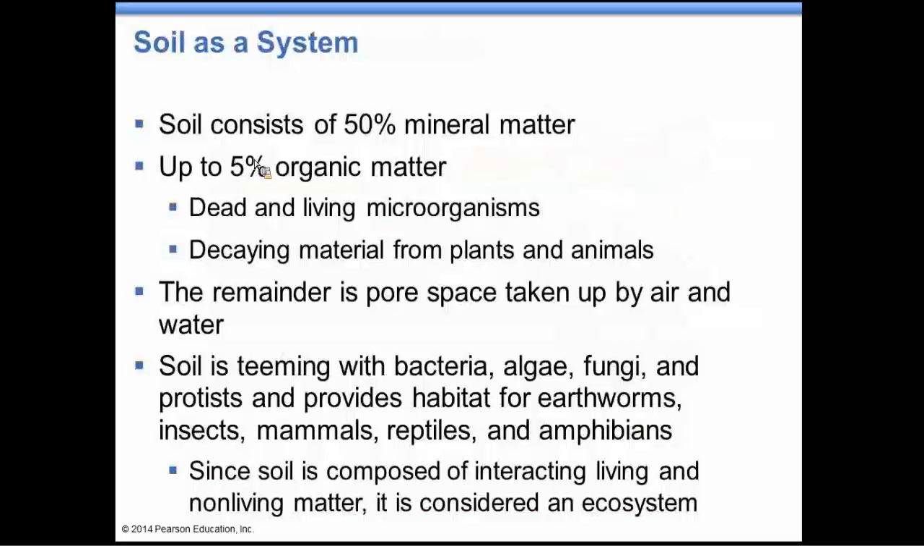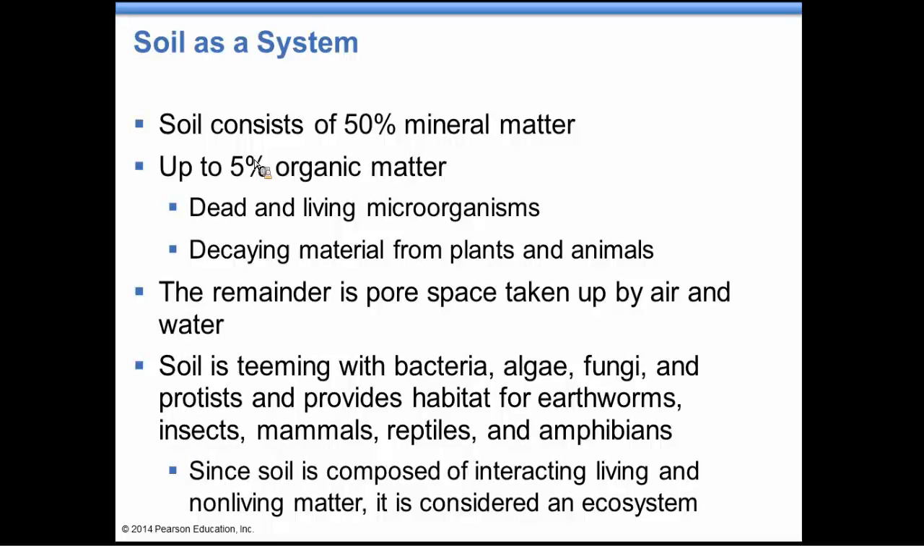So soil is a system. It forms very, very slowly. It contains 50% mineral matter and up to 5% organic matter, and this is from dead and living microorganisms or decaying material from plants and animals. So that's why the no-till method might be really attractive, because organic matter from the plants left over after harvest can be incorporated into the soil. And the remainder is pore space taken up by air and water.